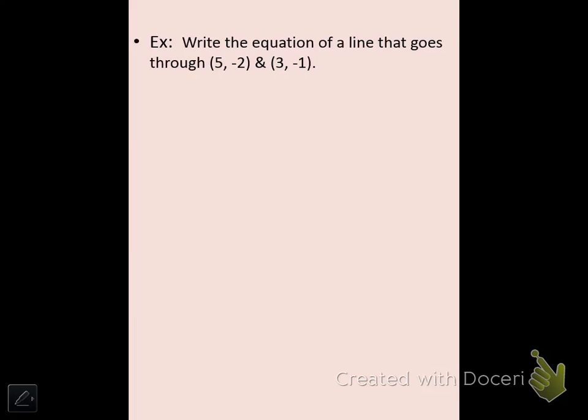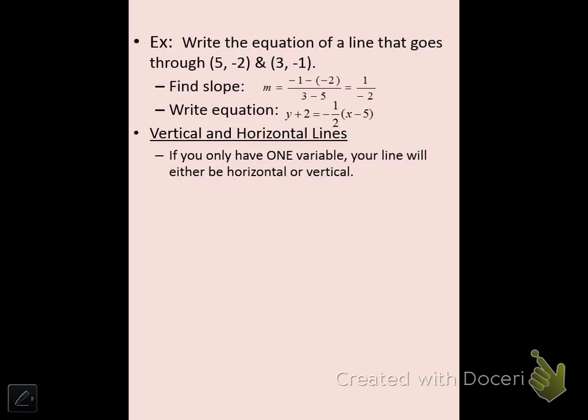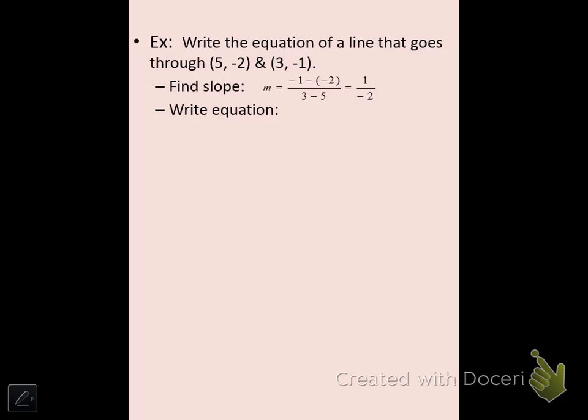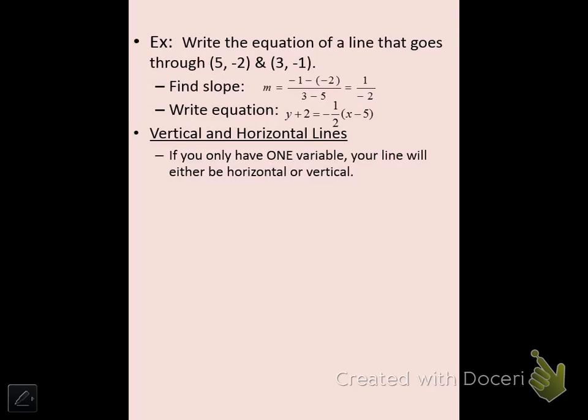Okay, write the equation of a line that goes through these 2 points. So first you need to find the slope. So you're going to take the slope, which you get 1 over -2. Then we're going to write the equation. In this situation, they wrote their equation in point slope. So they just picked one of the points, they picked this point, and they put their slope into the equation.